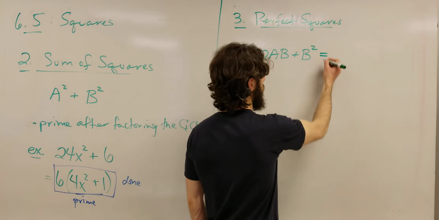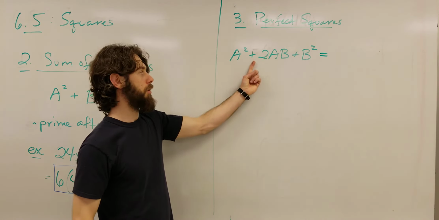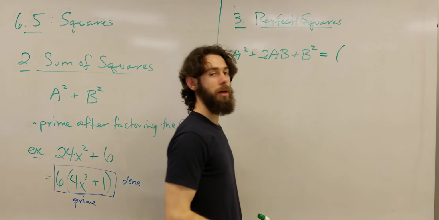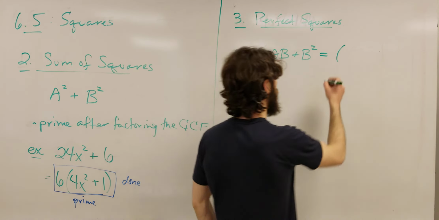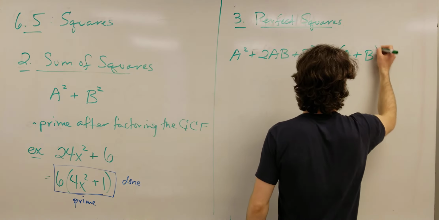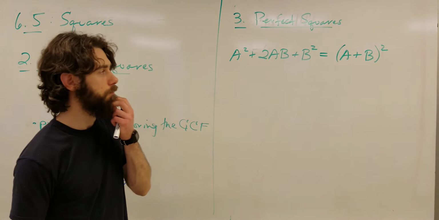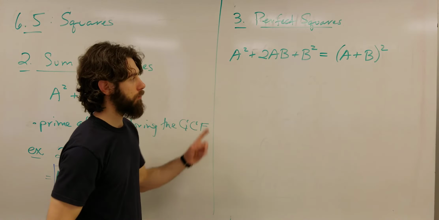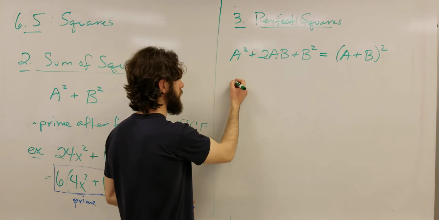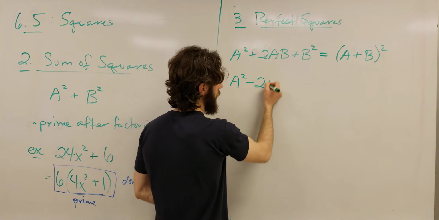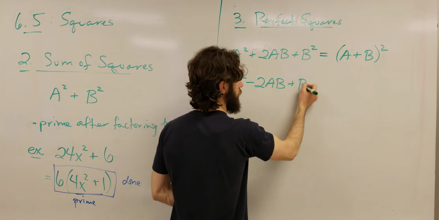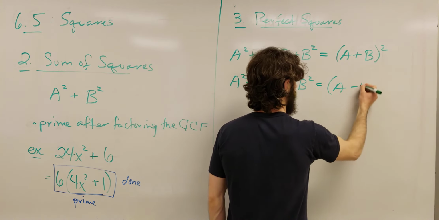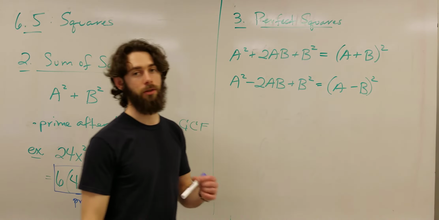That factors to be, so the sign in the middle is always going to be the same as the middle term. This becomes a plus b quantity squared. Similar one is the perfect square of a difference. So a squared minus 2ab plus b squared, and that just equals a minus b squared.